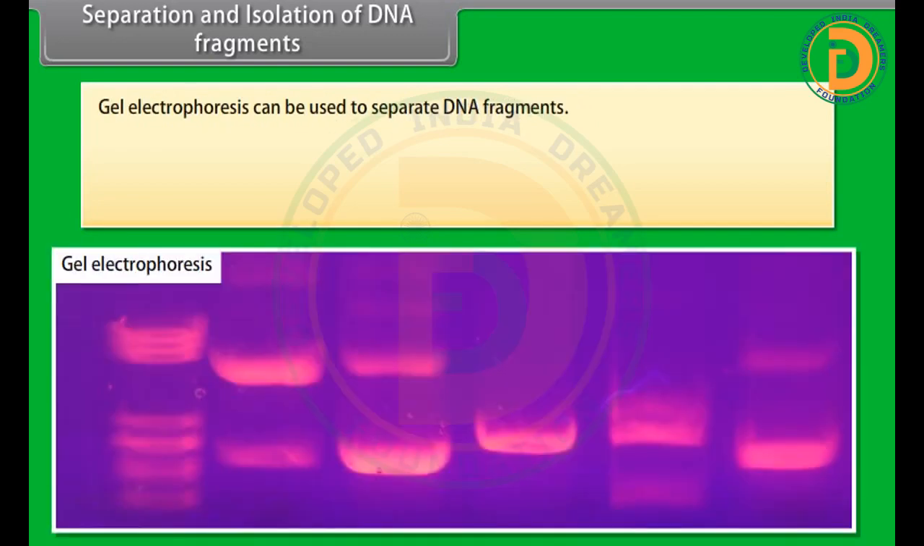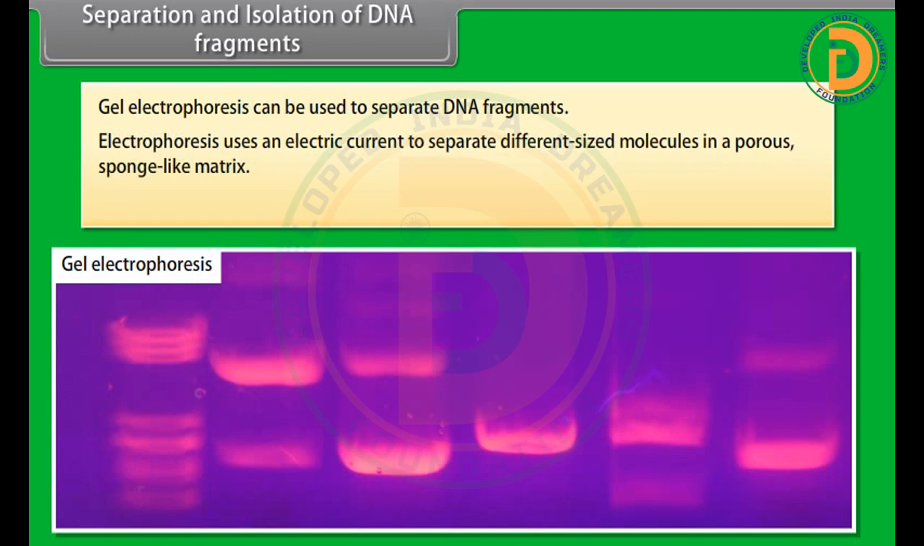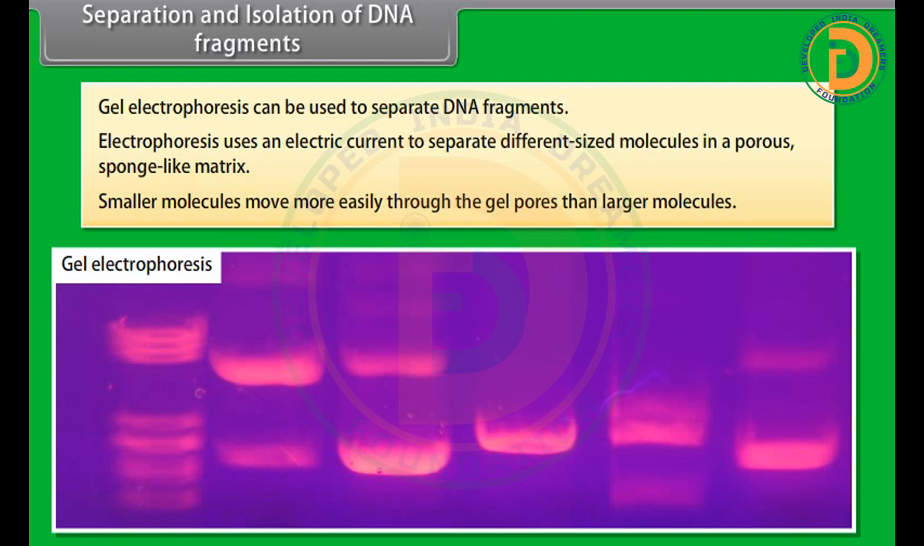Gel electrophoresis can be used to separate DNA fragments. Electrophoresis uses an electric current to separate different-sized molecules in a porous, sponge-like matrix. Smaller molecules move more easily through the gel pores than larger molecules.